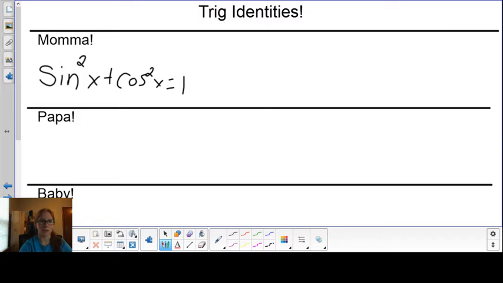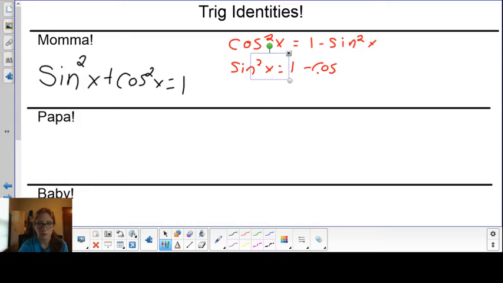Now we know we can manipulate functions. We can add and subtract whatever we have. We can move things around. What if I wanted to move sine squared to the other side? Well, it's adding, so I would just subtract it. So if I subtracted it, I would see cosine squared is equal to 1 minus sine squared. What if I want sine squared by itself? I wanted to move that cosine to the other side. Same idea. Then it would just be sine squared is equal to 1 minus cosine squared.